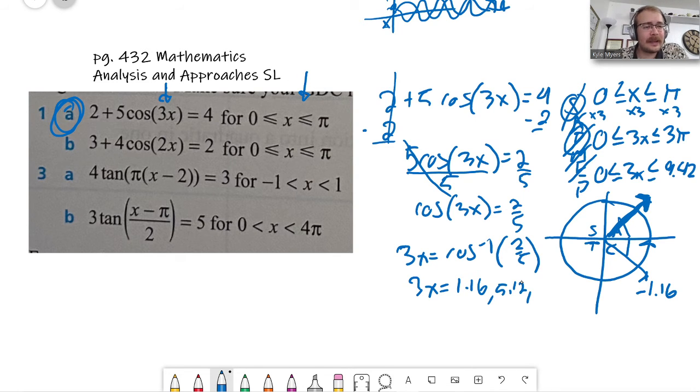Now look, that's less than 9.42. I wrote 9.42 there. That's less than that, so we're good. So I have 3 answers, 7.44. And there we go. So I found my 3 answers.